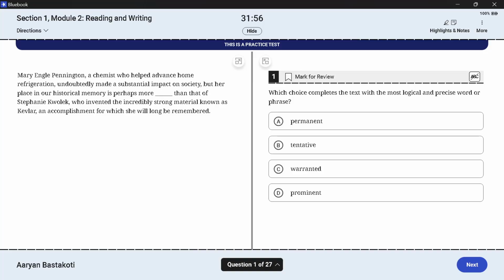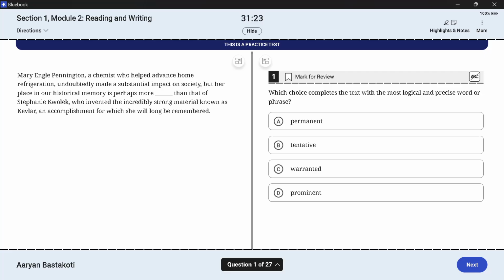Mary Engle Pennington, a chemist who helped advance home refrigeration, undoubtedly made a substantial impact on society, but her place in our historical memory is perhaps more blank than that of the chemist who invented the incredibly strong material known as Kevlar, an accomplishment for which she will be long remembered. Perhaps more blank. Undoubtedly made a significant impact on society, but her place in historical.